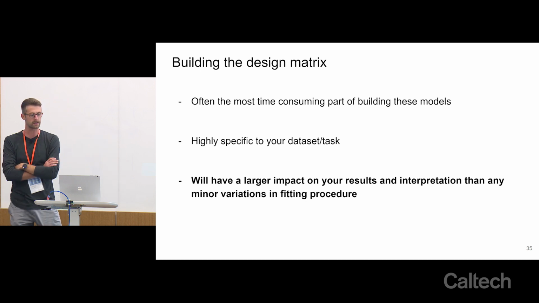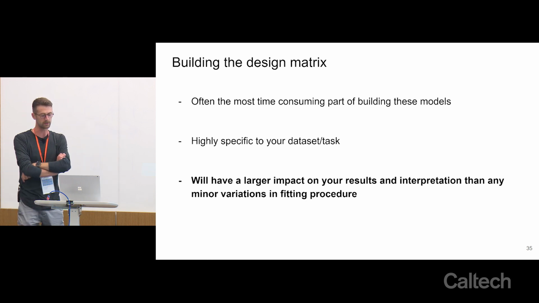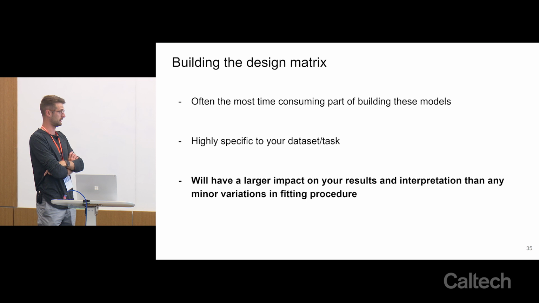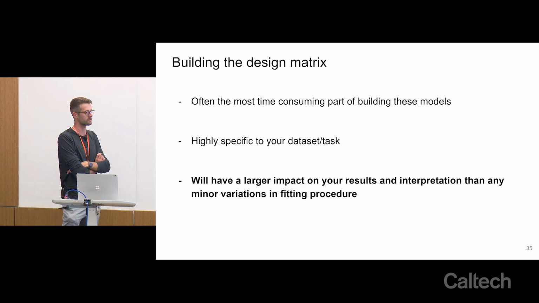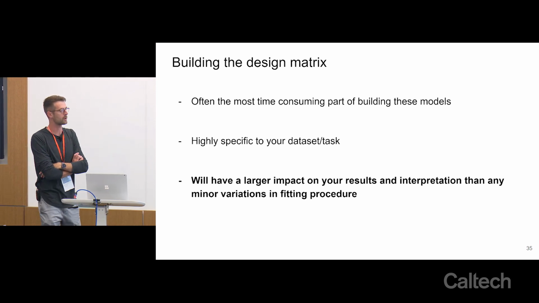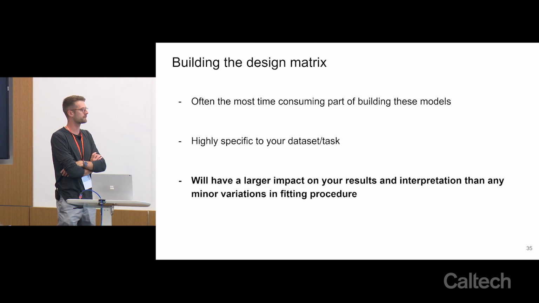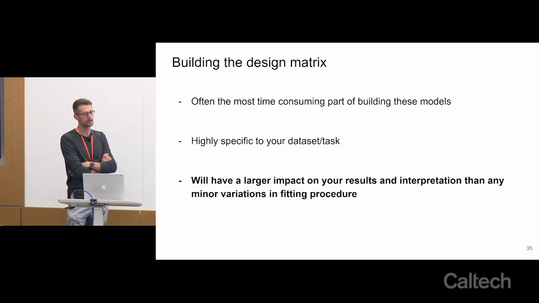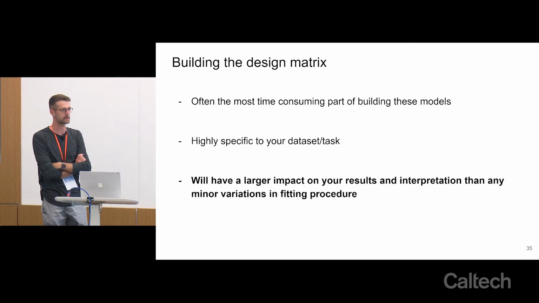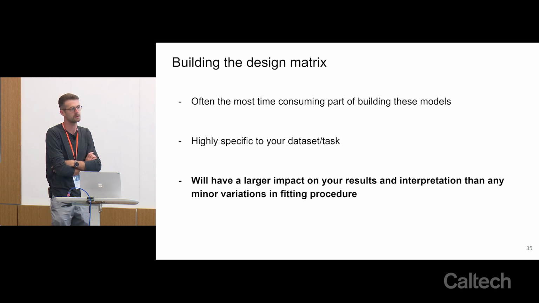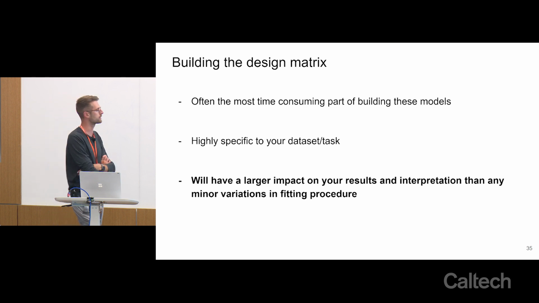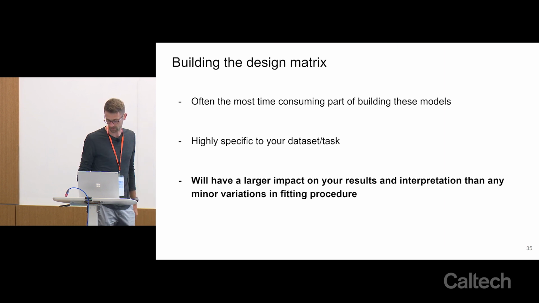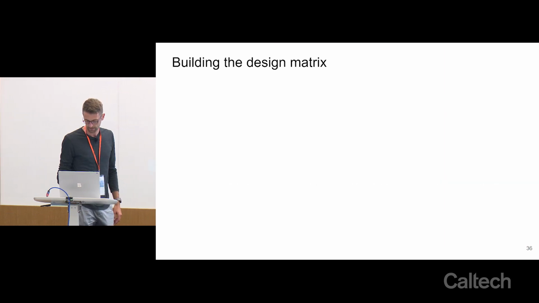And then lastly, this is going to have a bigger impact on your results and your interpretation than any variations in fitting procedure. If you're changing your design matrix, that's going to change your results a lot more than selecting a slightly different alpha. I've tried a bunch of different methods for picking a best alpha. None of them change anything compared to the changes you see when you redesign your design matrix.